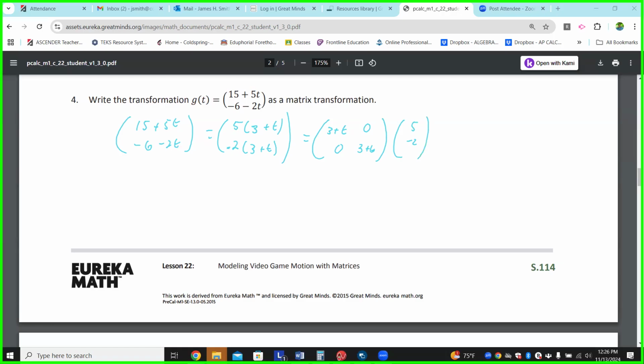Questions on going forwards or backwards on this process? To here? You just factor. Got the 3 plus t.